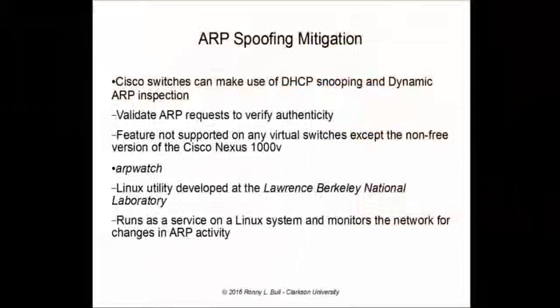ARP spoofing mitigation. On Cisco switches, you can make use of DHCP snooping and dynamic ARP inspection validation. It's not supported on the Cisco Nexus 1000V. And then there's also ARP Watch, which runs as a service on a Linux system and monitors the network for changes in ARP activity.